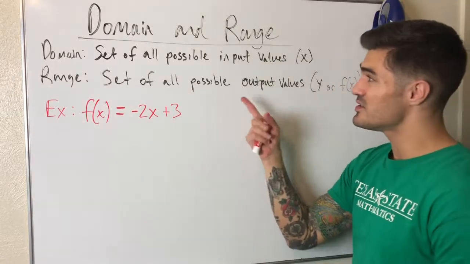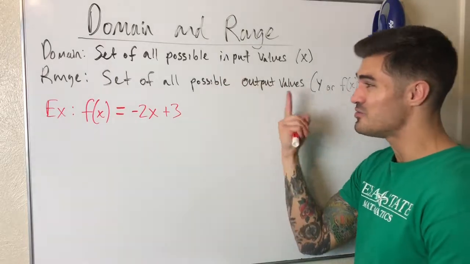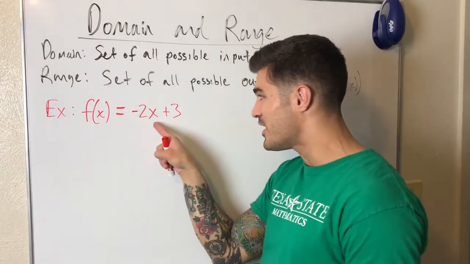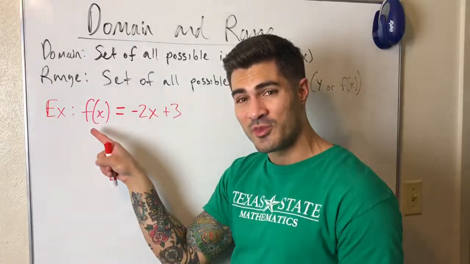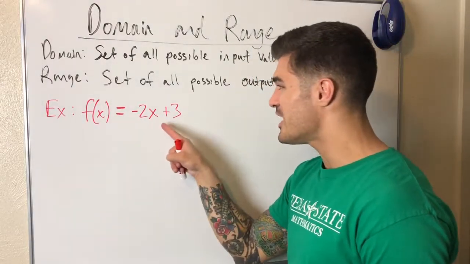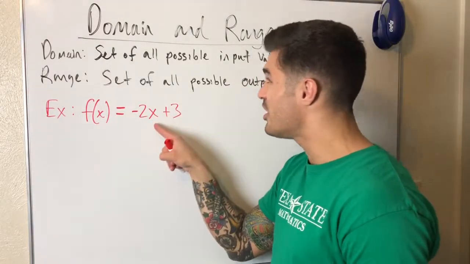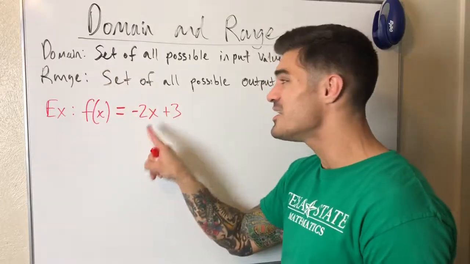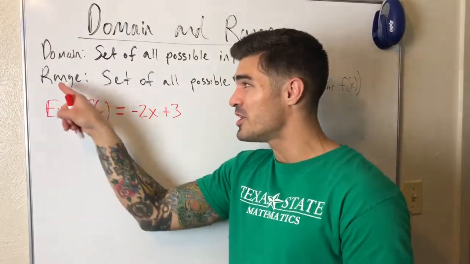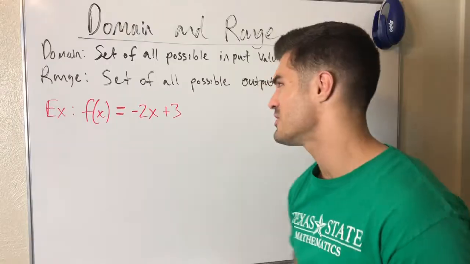So in this case, let's think about what a possible input value means. That's a number that I can plug in for x and get out some real number, right? So if I can plug something in for x and get out a real number, that thing I plugged in is an element of the domain, and that thing that I got out is an element of the range. Hopefully that makes sense, right?